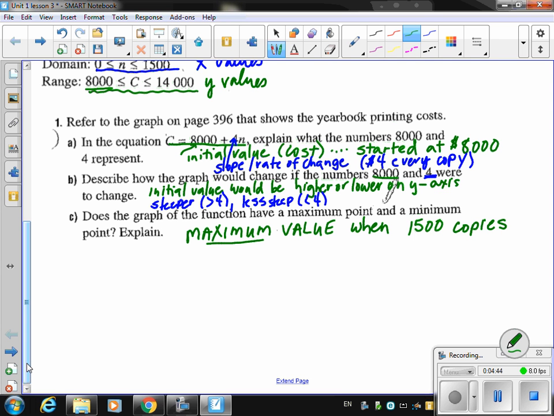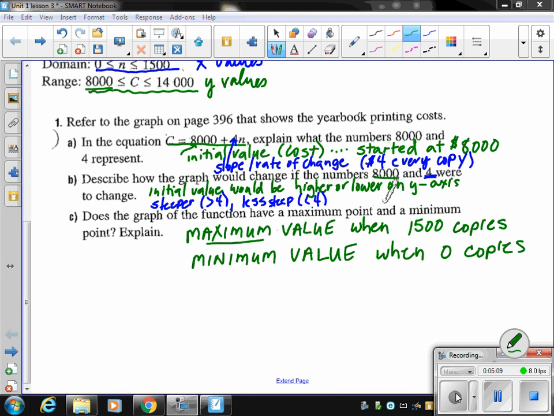The minimum is 0 when there are 0 copies. That's going to cost us $8,000, but it's the minimum profit and a minimum value.